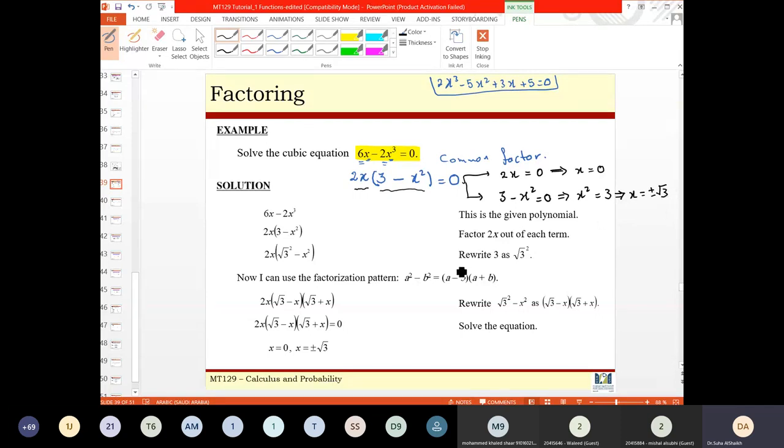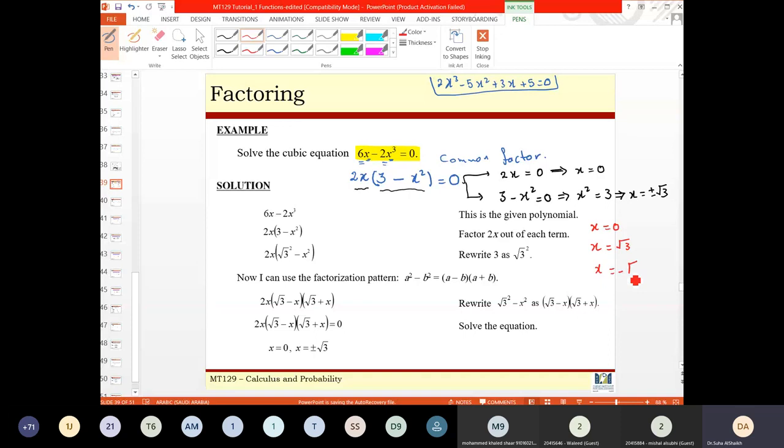So how many solutions do I have here? Actually, I have 3 solutions. Okay. So I have one solution which is x equal to 0. I have one solution which is x equal to the root of 3. I have one solution which is x equal to minus root of 3.